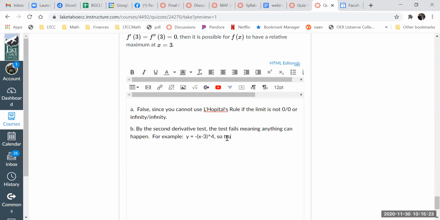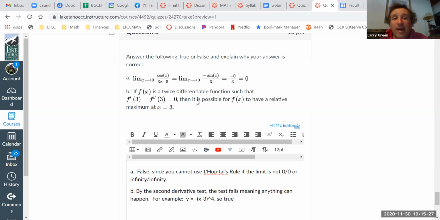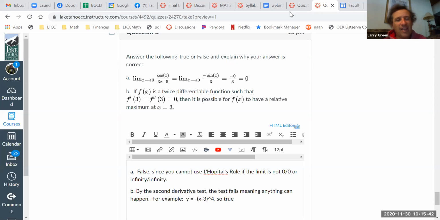Oh, wait, Larry, I thought it was false. Wouldn't it be false then? If both of it failed? It is possible. The question is, is it possible? Oh, okay. The answer is yes, we found an example, so it's possible. Do you see that? So that's a logic.